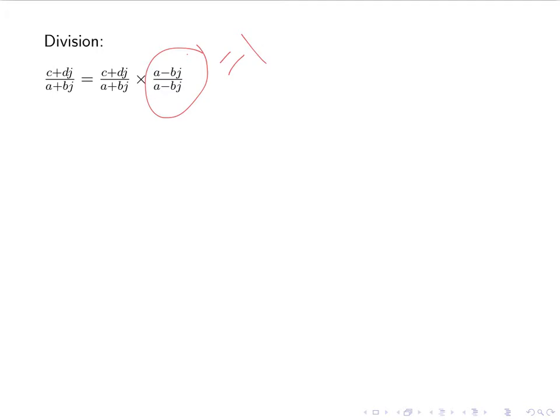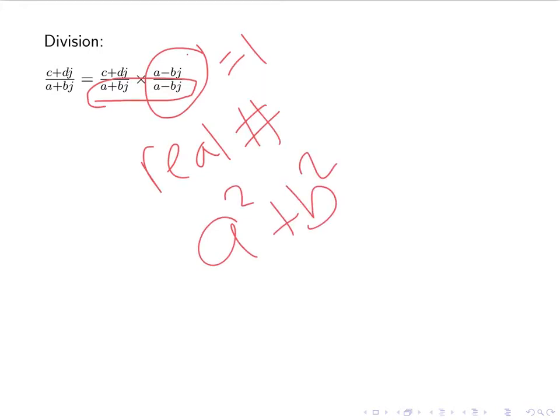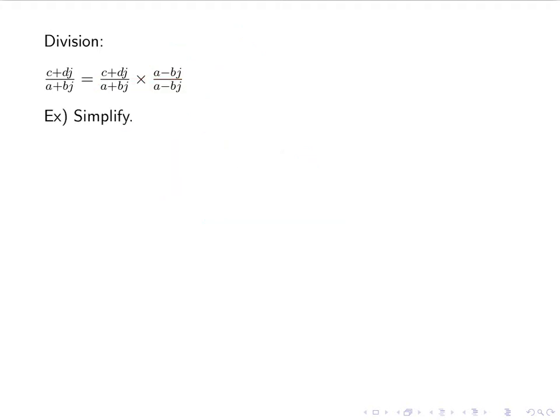And we just learned that a plus bj times a minus bj is a real number. And assuming a and b are integers, then it's a real integer. And again, it's also positive, right? It's a squared plus b squared. A positive number plus a positive number, assuming they're not 0. So that's what we're going to do for these problems.